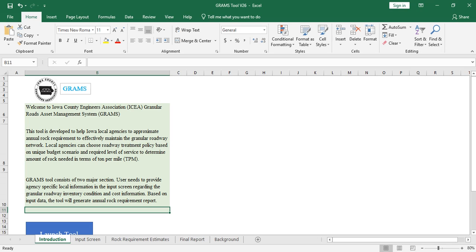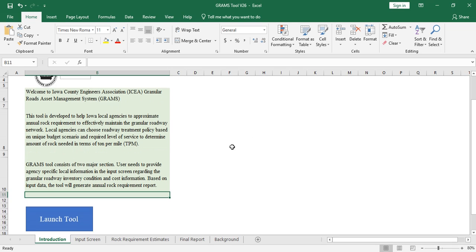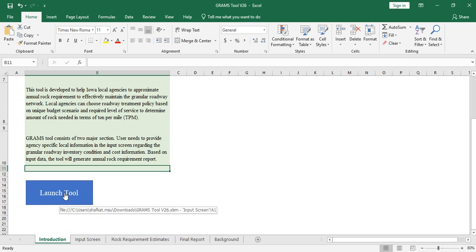This is the introduction tab of the GRAMS tool. It explains what the GRAMS tool does and provides a brief description for each of the tabs. We're going to go down on this tab and click on the launch tool.